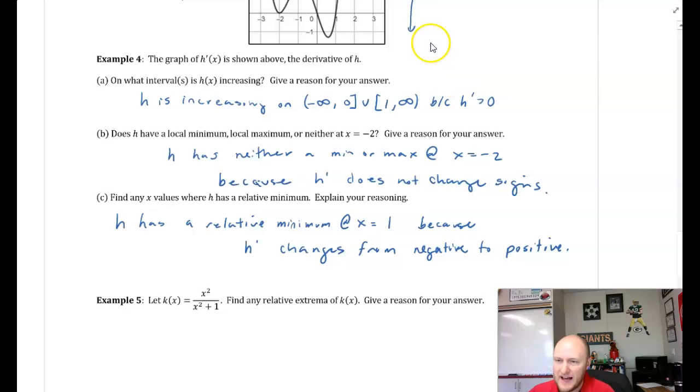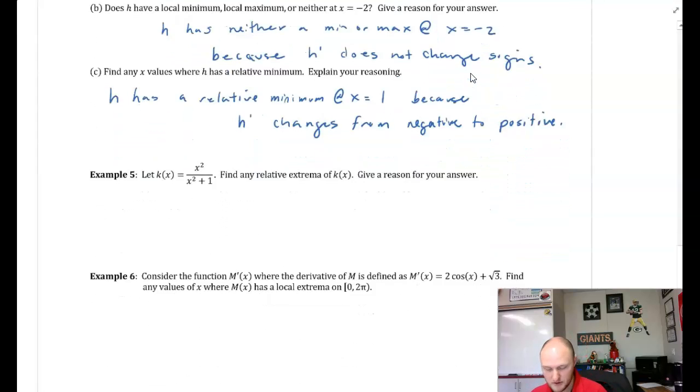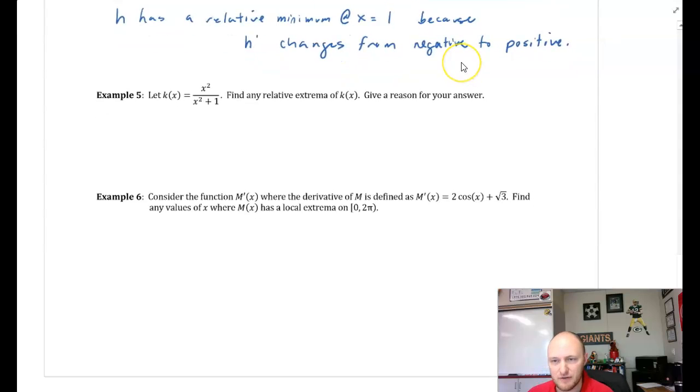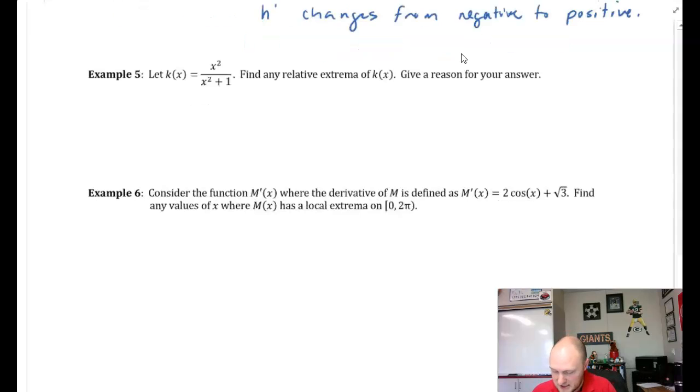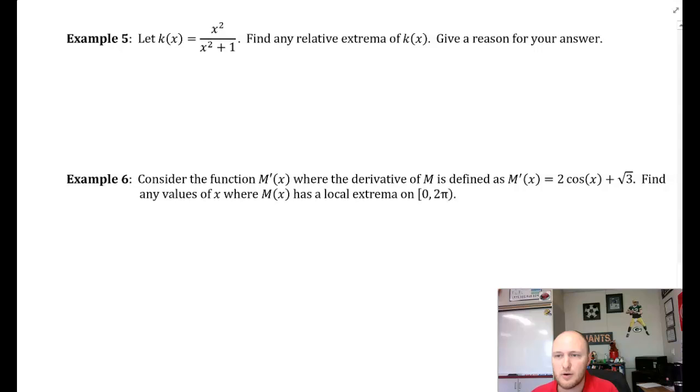All right, so that is from a graph, a very common typical question on the AP exam, usually on FRQs, and we'll look at some of those in a moment, but I want to go back to symbolic form, or an algebraic representation here. Example 5, let k of x equal x squared over x squared plus 1. Find any relative extrema of k of x. Give a reason for your answer.